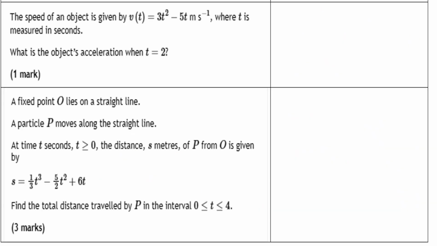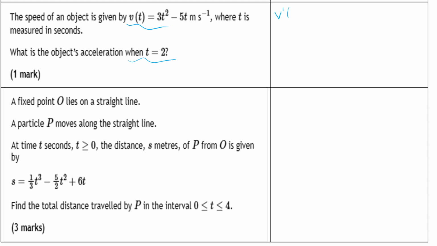Onto the mechanics section, we've got this equation for speed, which is measured in meters per second. Find the object's acceleration when t is equal to 2. The acceleration is the gradient of the speed-time graph. So how do we find acceleration?